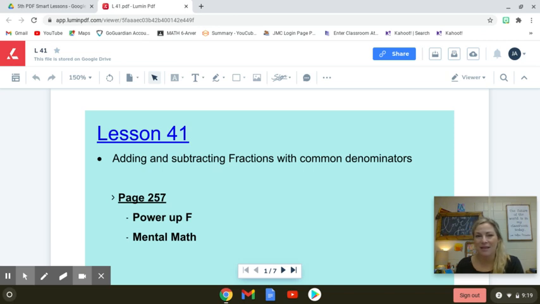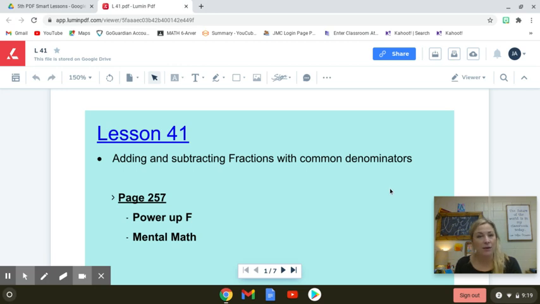Hi everyone, this is lesson 41 and we are going to be adding and subtracting fractions with common denominators. This lesson is a really pivotal lesson in your 5th grade math curriculum. This is a big step. So we're officially starting to combine fractions, and that work begins with combining fractions that have common denominators.